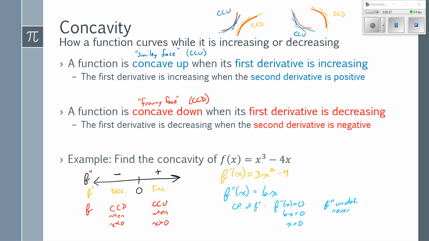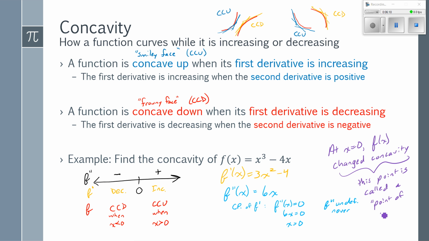So what I have here then is at 0, my concavity is changing. So at x equals 0, my function changed concavity. It didn't change direction, it just changed how it was curving. This point is called a point of inflection.